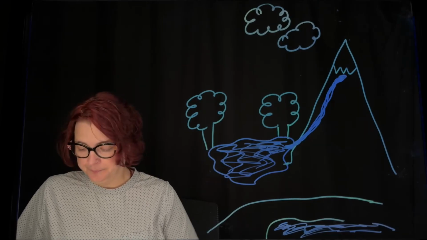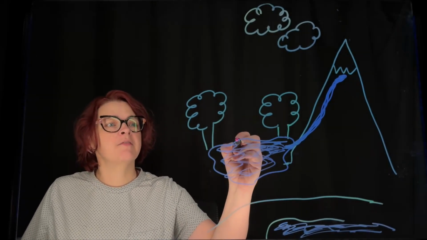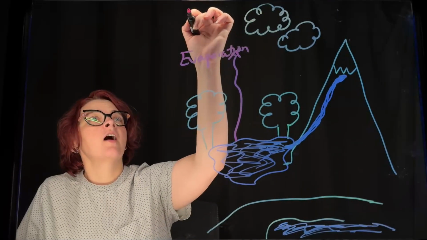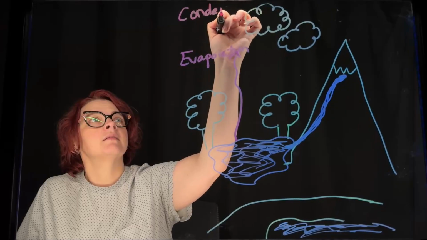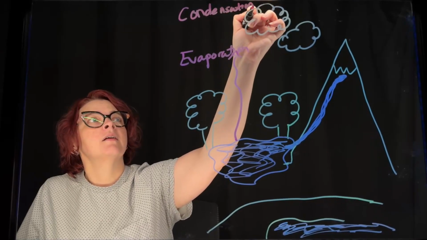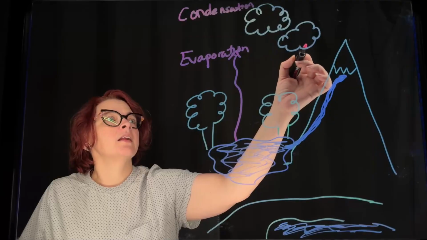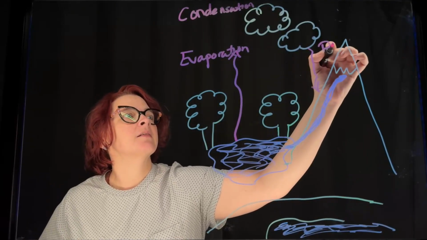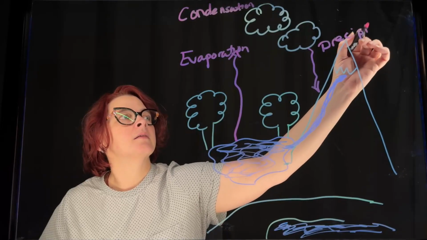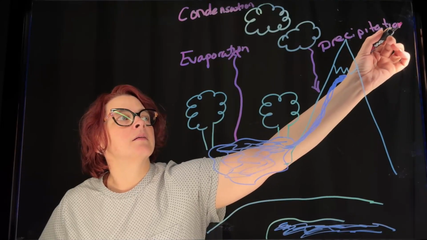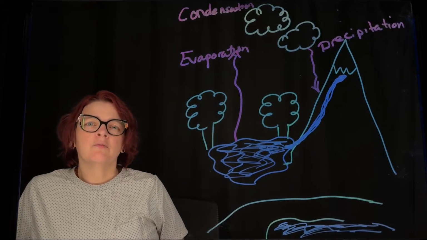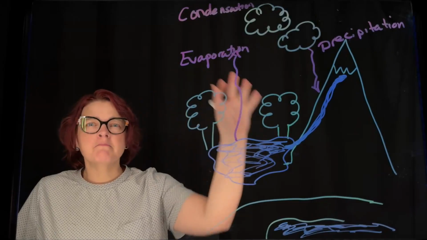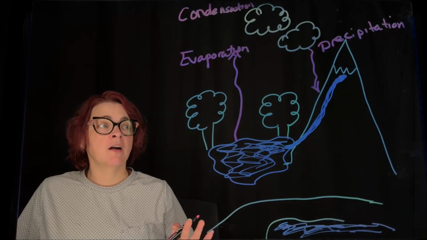So you have evaporation, and then that water that evaporates will condensate, forming clouds. Then the clouds precipitate. And that precipitation could be rain, snow, hail, that sort of thing. That's kind of the main components of our water cycle, but there are some other things that we do have to be concerned of.